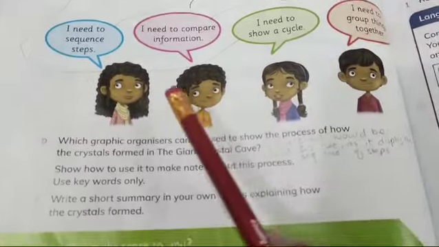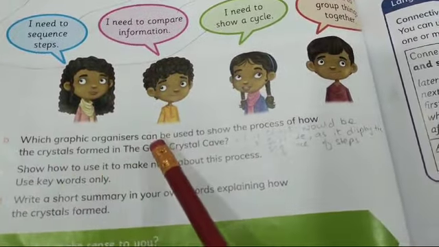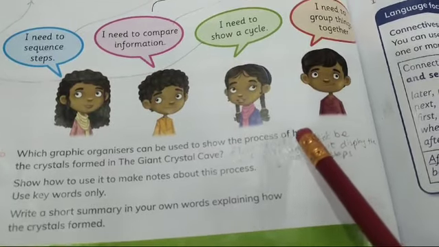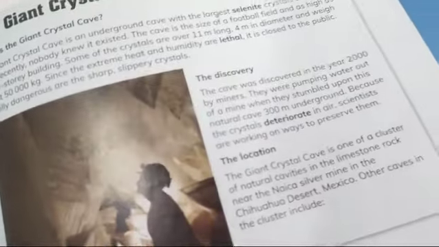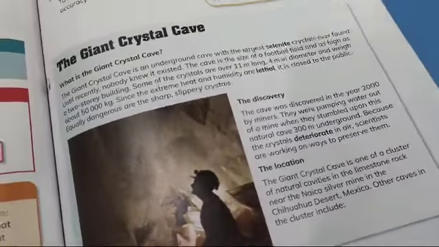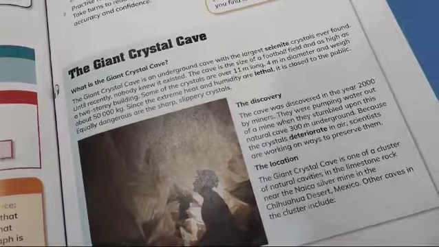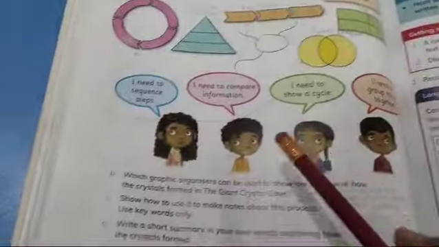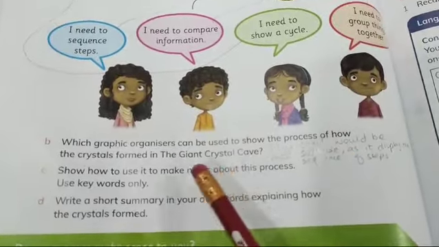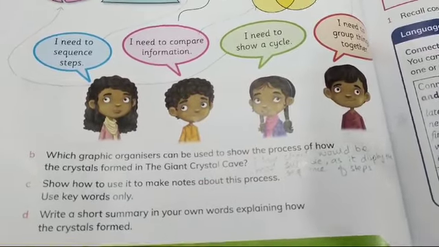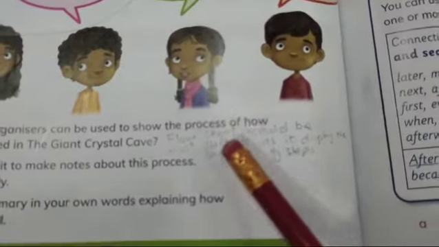Now the B part is: which graphic organizer can be used to show the process of how the crystals form in the giant crystal cave? So let's open the book page number 159. This is the text over here, the giant crystal cave. So which graphic organizer can we use to show the process of how crystals form in the giant crystal cave? So we use the flowchart.